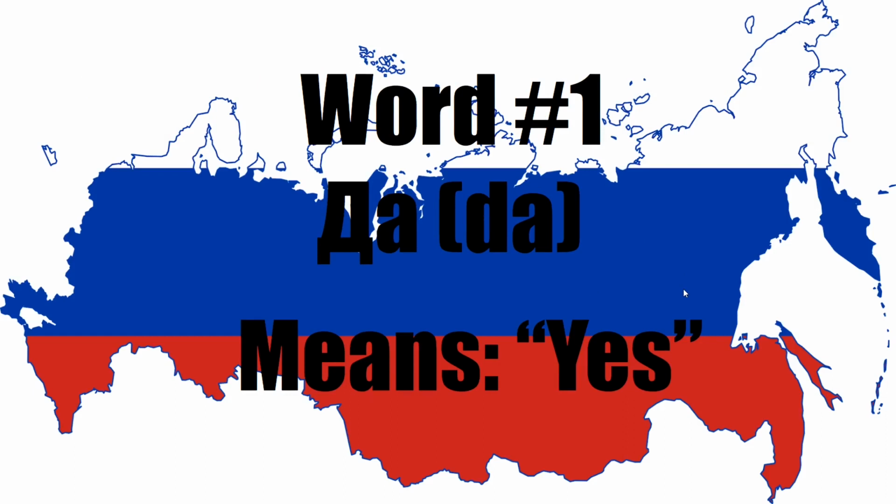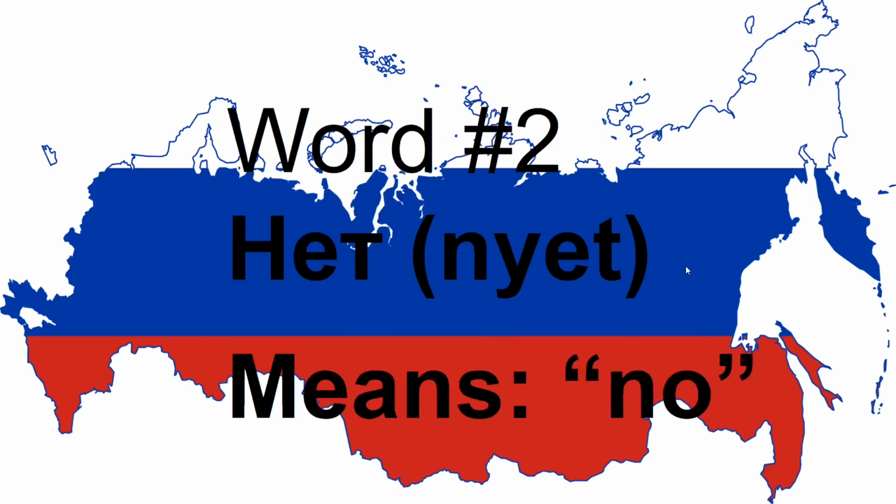First one, da. Most people probably already know that da is yes in Russian. It's also yes in Romanian and probably a few other languages of the Slavic variety as well. And it just means yes. Word 2, niet. It looks a bit like het, but it's niet. The E is pronounced as a Y-E, so yeah instead of e. So niet means no.